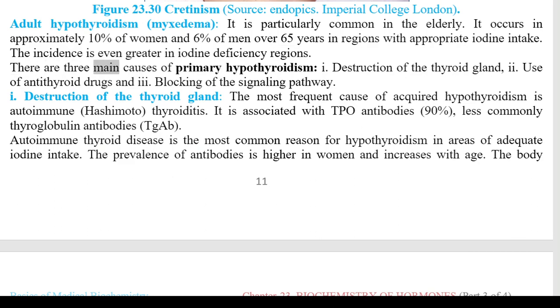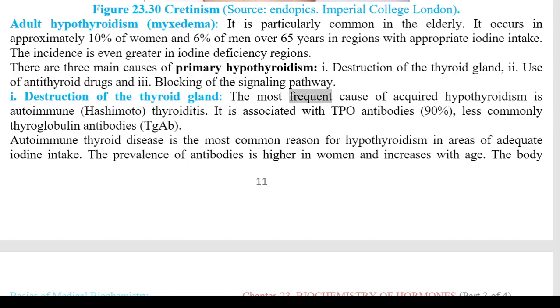There are three main causes of primary hypothyroidism: 1. Destruction of the thyroid gland, 2. Use of antithyroid drugs, and 3. Blocking of the signaling pathway. 1. Destruction of the thyroid gland.